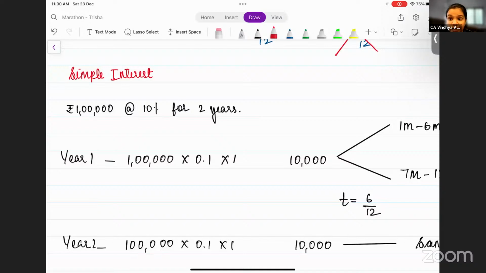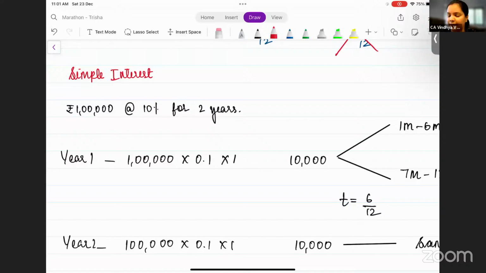What is annuity? Annuity is a concept under compound interest. It's not a separate type of interest. So whatever we are studying under annuity will be compound interest itself. This is something that you need to register. All right. So with this thought, let's start with simple interest.